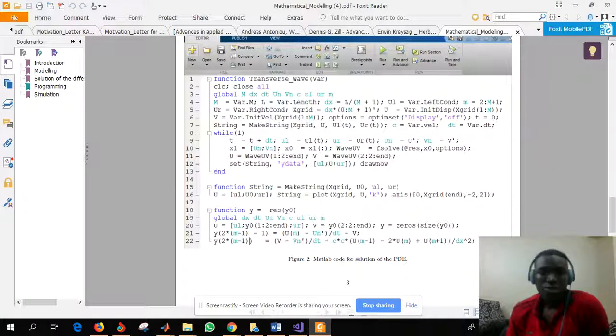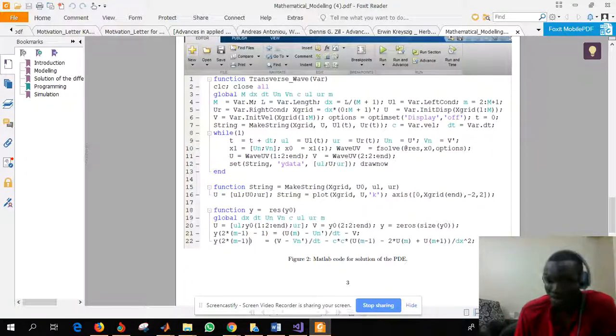All right. So now we enter the while loop of line 8. Then the next thing in line 9 is first to update the time t. Then I compute the left boundary condition, the right boundary condition. Then I set the u and the v already computed initially to the values at the previous time step. I want to calculate the next time step now.